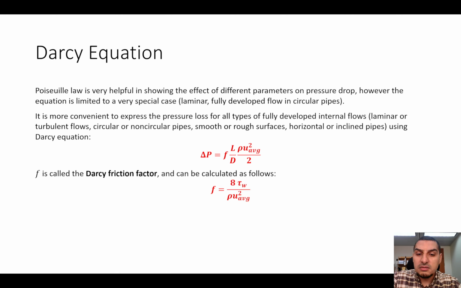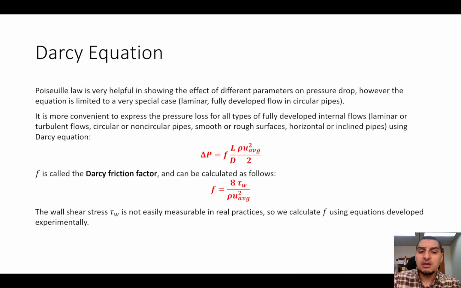If we want to find a formula for this friction factor theoretically, this is how it would look. But we would still have the shear stress at the wall, which, as we said before, is a parameter that we cannot measure. That's why for practical applications we calculate this friction factor using equations that were produced from experimental data. Before we go through those equations, there is something that I want to highlight about this equation.